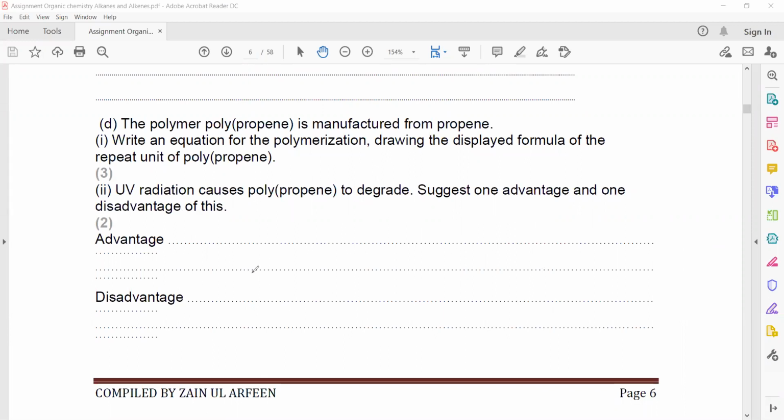UV radiation causes polypropene to degrade, like it can decompose. The question is, suggest one advantage and one disadvantage. So what is the advantage if polypropene can degrade? We will not require landfills if it can decompose by itself. And what is the disadvantage? We cannot use it outdoors, because if it is exposed to ultraviolet light or sunlight, it degrades, and it cannot be recycled or reused.